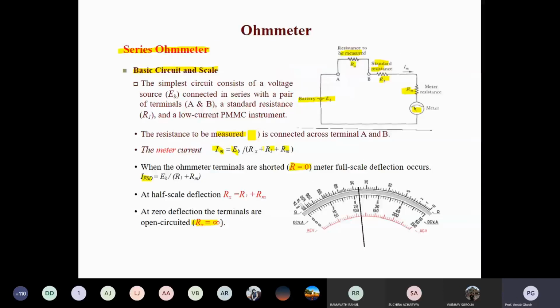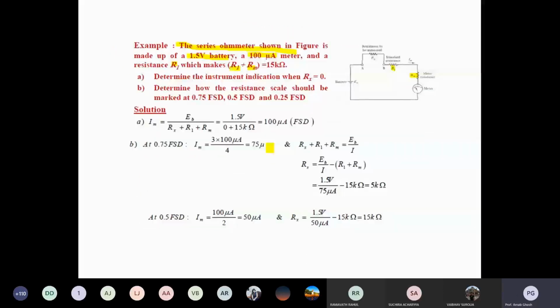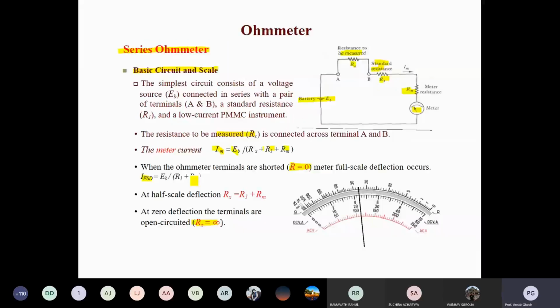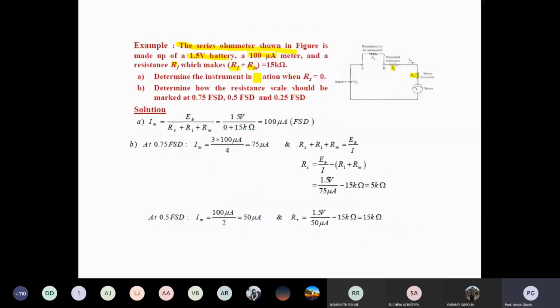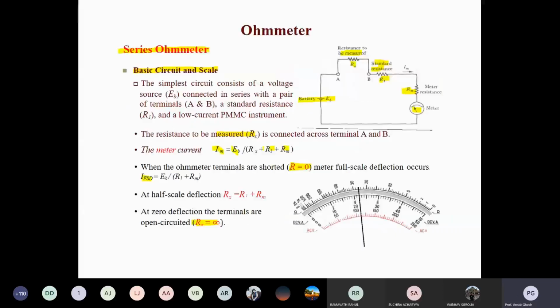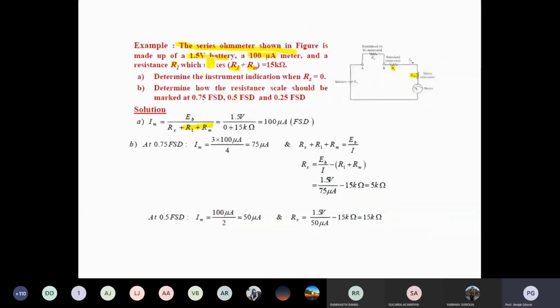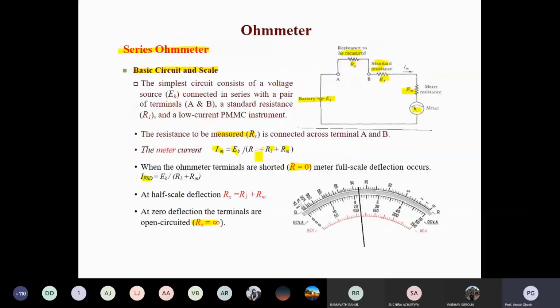So the value of IFSD equals EB divided by R1 plus Rm. Initially you don't know the individual values of R1 and Rm, so you have to use this formula directly. R1 plus Rm is given, that is 15K. So what is Im? Im equals 100 microampere, EB equals 1.5 volt. It is given, and you don't know the value of Rx, but R1 plus Rm is 15 kilo ohm.